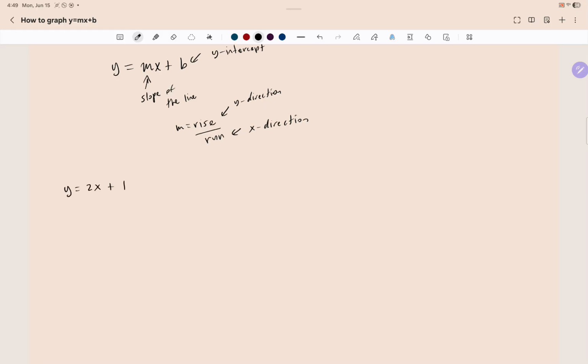So in order to graph y equals 2x plus 1, we first set up our x and y plane, the Cartesian coordinate system. The first step is to plot the y-intercept, in other words the b. For our problem, the y-intercept is b equals 1. So on my y-axis, starting from the origin, I'm going to go up 1, and I'm going to label it. So here would be the point 0, 1.